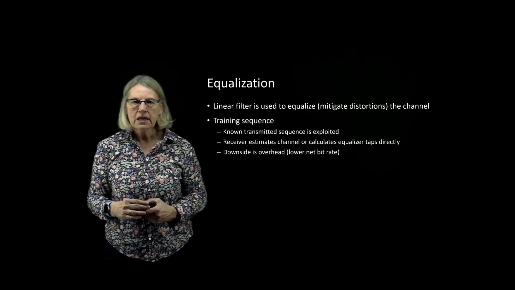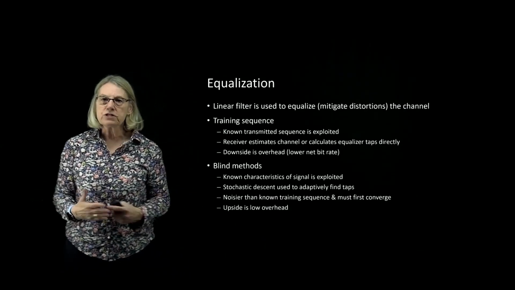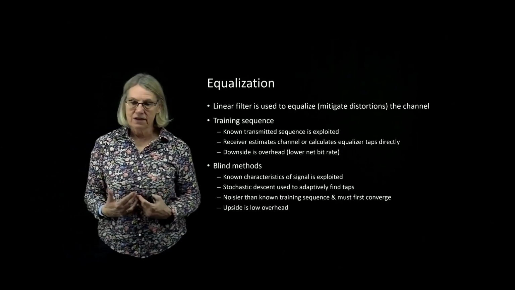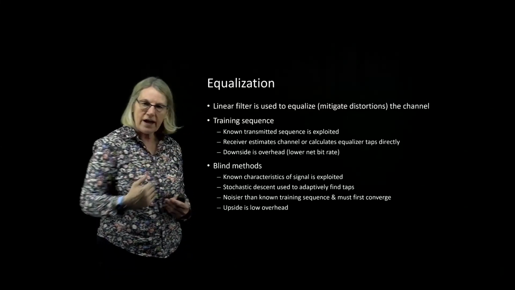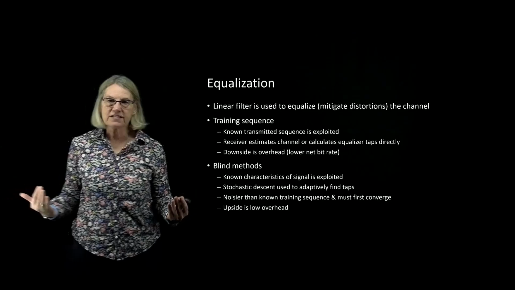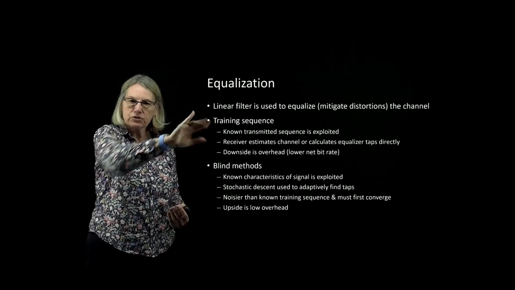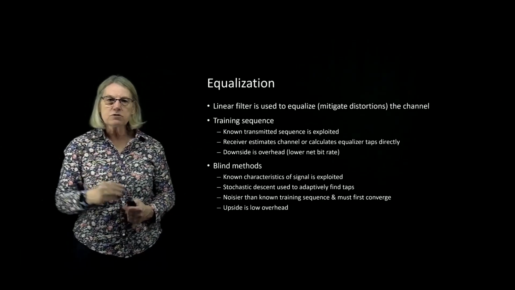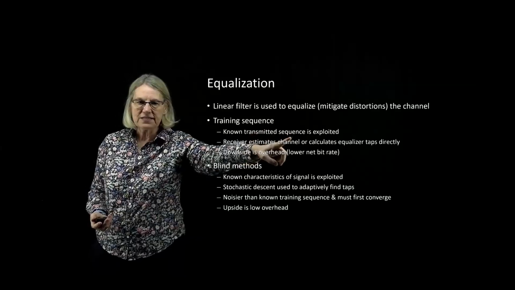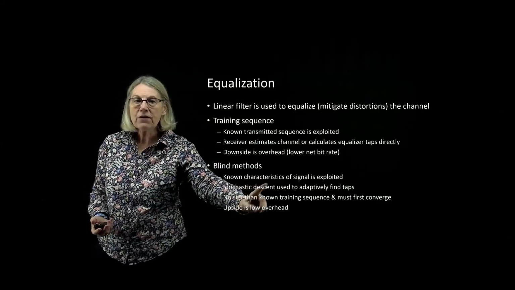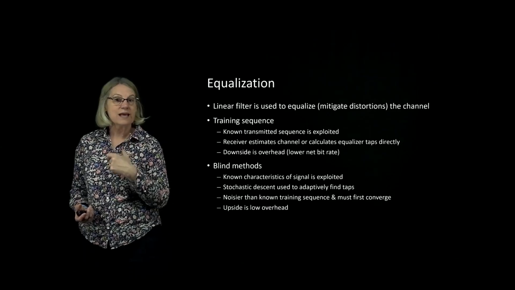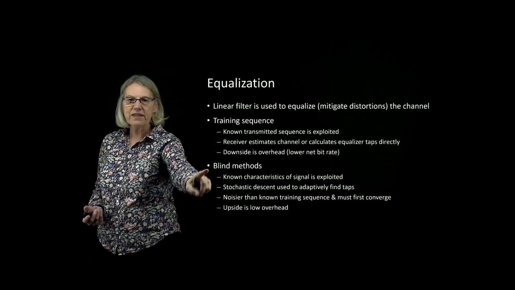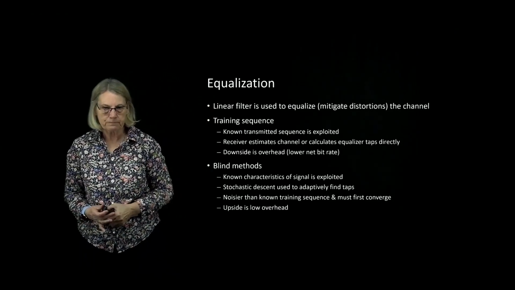There are other solutions known as blind methods. A blind method is a way of creating an equalizer, even though I don't have this side information of a training sequence. Instead of using knowledge of the transmitted sequence, I use characteristics of the signal that I can exploit. And that's what we do in CMA. CMA is a blind method for equalization.